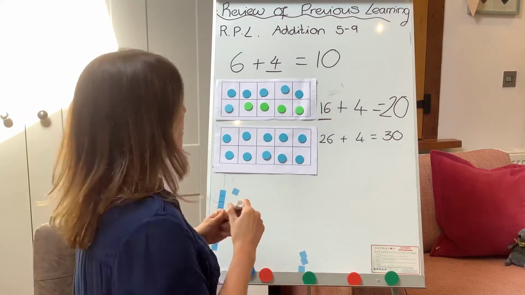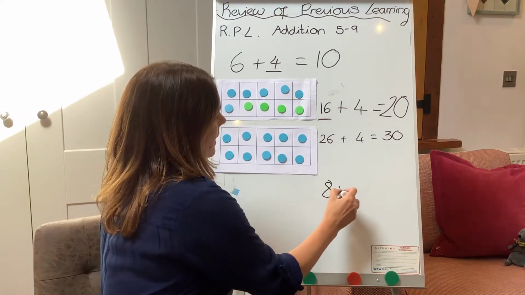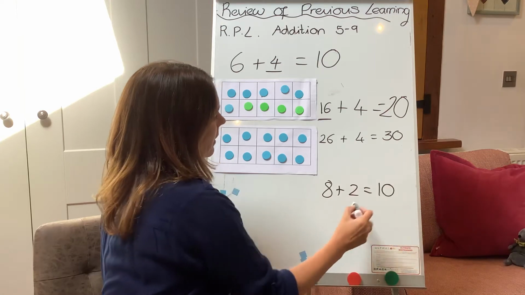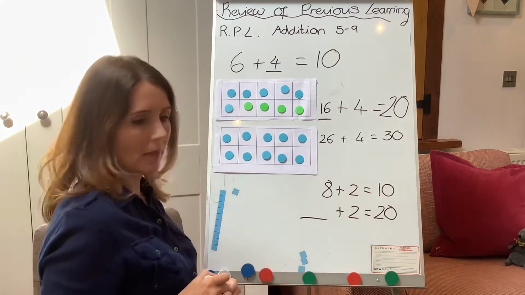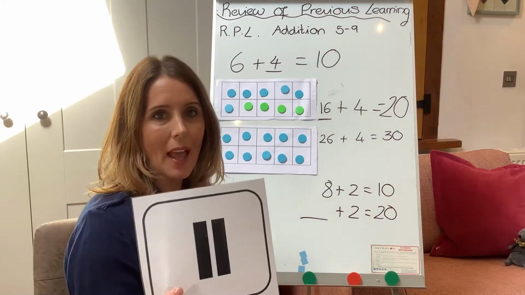So you have a go at this one. If we know that 8 and 2 is equal to 10, what goes with 2 to make 20? Pause it, have a go at that.